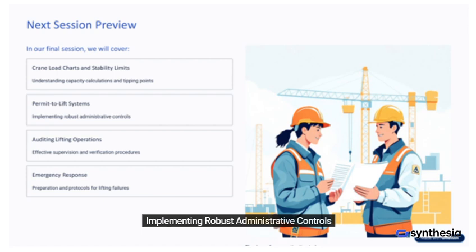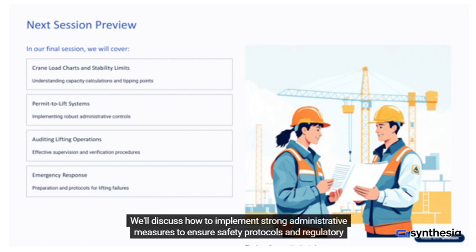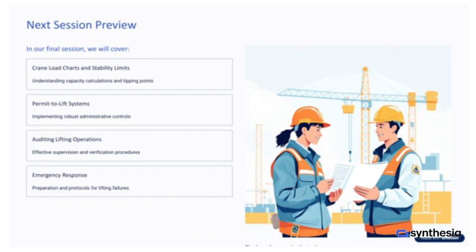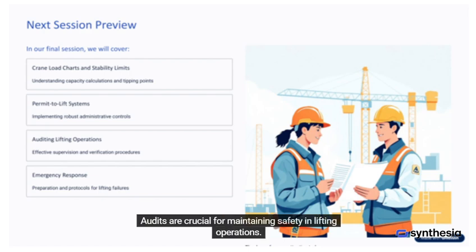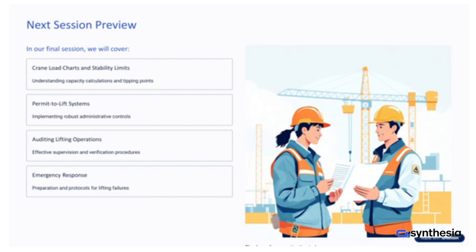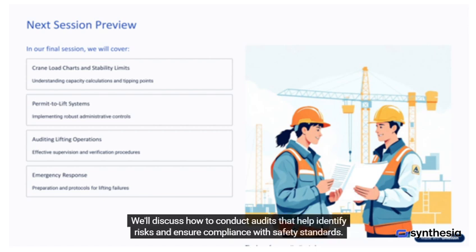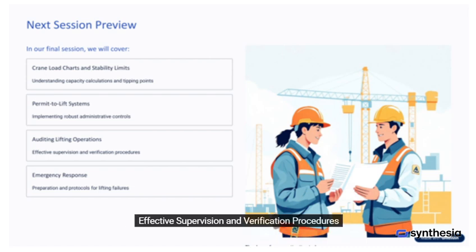Implementing robust administrative controls. Administrative controls play a big role in lifting safety. We'll discuss how to implement strong administrative measures to ensure safety protocols and regulatory standards are met. Auditing lifting operations. Audits are crucial for maintaining safety in lifting operations. We'll discuss how to conduct audits that help identify risks and ensure compliance with safety standards.